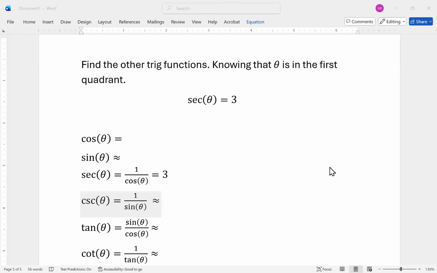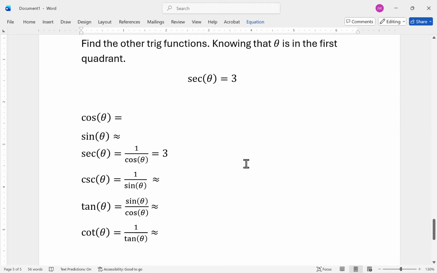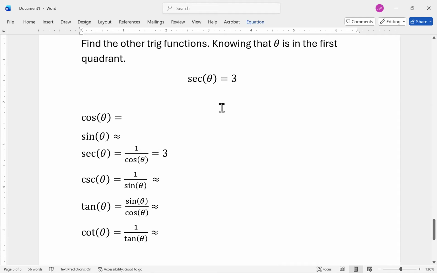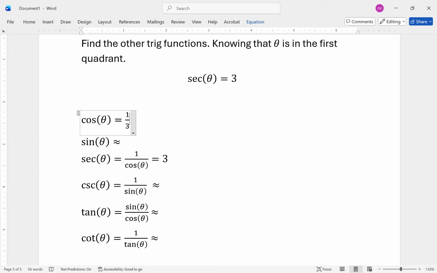Okay, so we know that secant is 3, and we know that we're in the first quadrant. That means both cosine and sine are going to be positive values. First quadrant moves right and up, so positive x value, positive y value. So cosine and sine are both positive. To get any other values, let's start with cosine. If 1 over cosine is 3, then cosine has to be the reciprocal of 3, so it is 1/3.